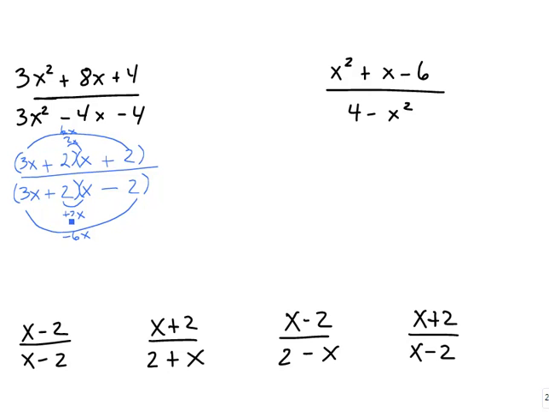Now, when we go to cancel things out, 3x plus 2 is exactly the same as 3x plus 2 on top, so we can cancel those out. What we're left with is x plus 2 over x minus 2.